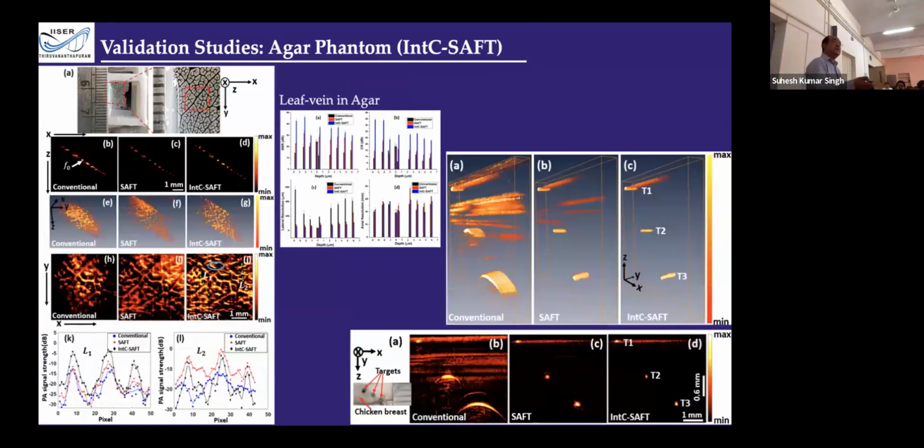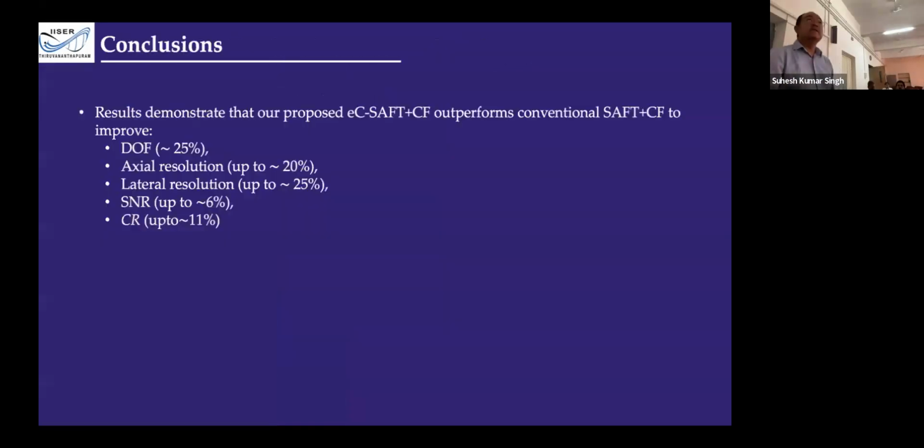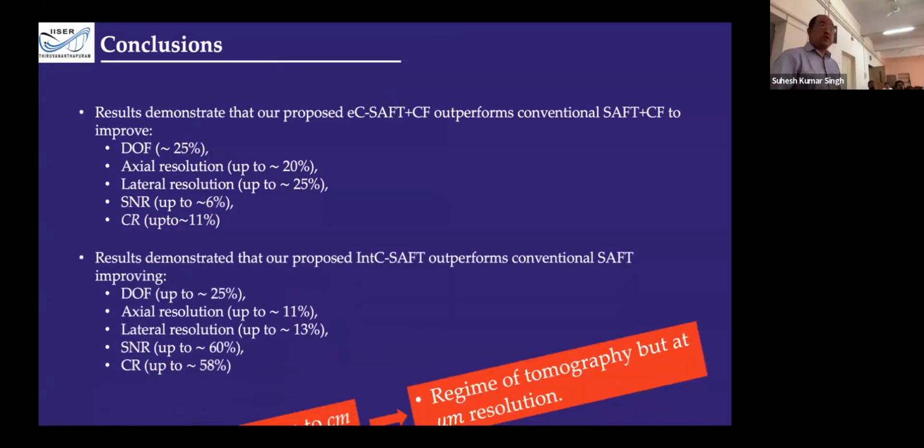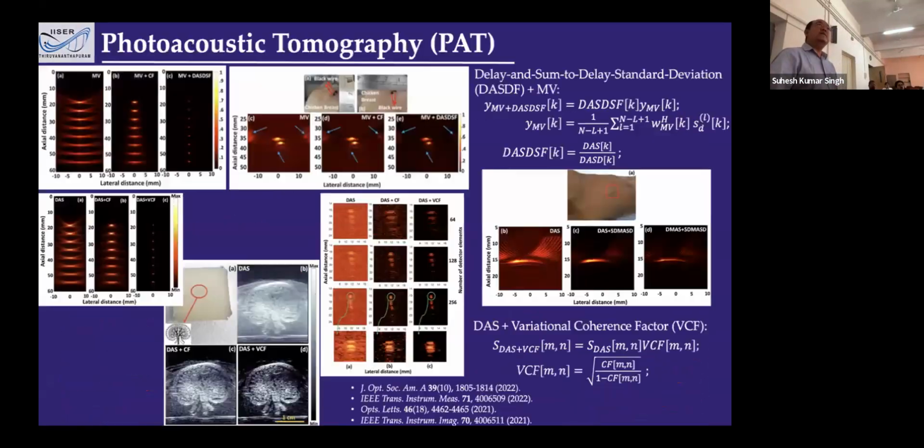Then we tried the validations in the same way that we did for the ESF. In this way, depth of field was improved by 25%, axial resolution improved by 20%, and the lateral resolution in this way. Okay, SNR is also quite improved. This is what we did for photoacoustic microscopy, and we also did it for tomography.